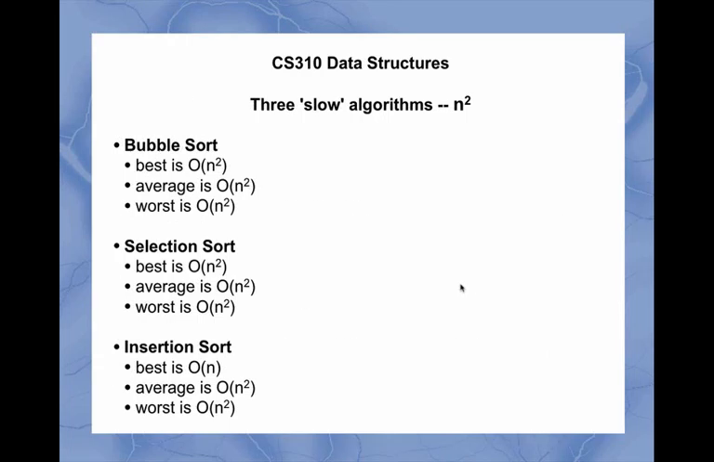Now the three slow algorithms we're looking at here. For bubble sort and selection sort, the best, average, and worst cases are the same. They're big O of n squared. Insertion sort is the fastest of these three slow algorithms in terms of wall clock time. But in the best case, where you have an array that's already sorted, the complexity is big O of n.